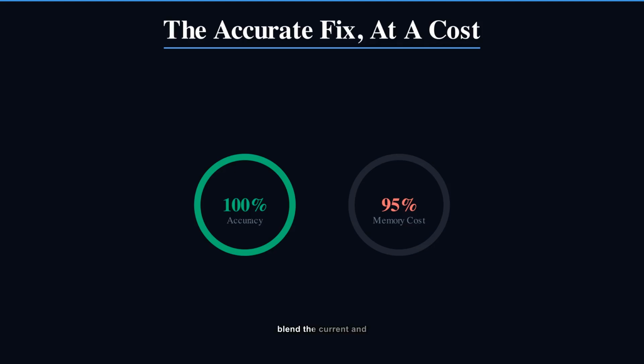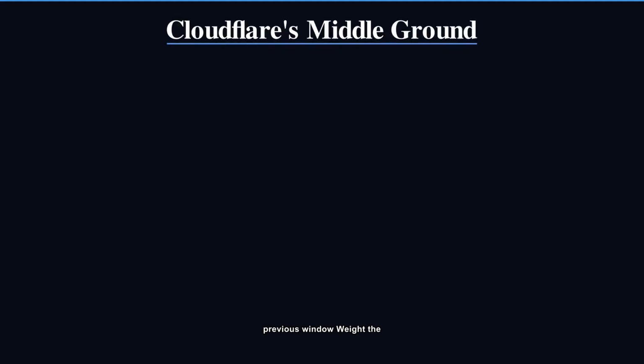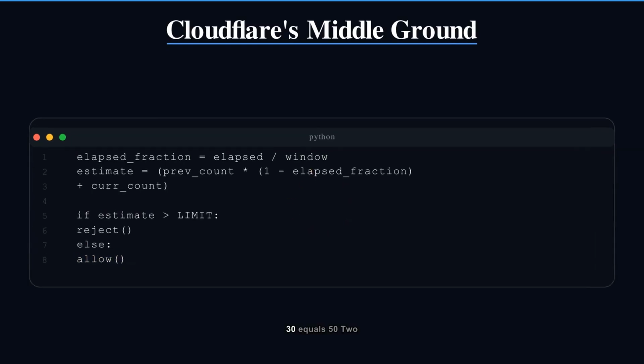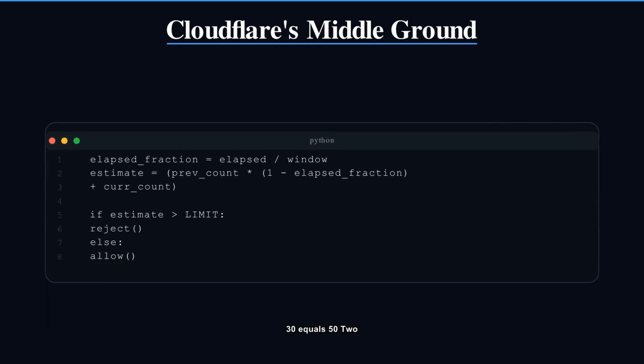Cloudflare's answer, blend the current and previous window. Weight the previous count by how much still overlaps. Window is 60 seconds, 45 have passed. Previous had 80 requests, current has 30. Estimate 80 times 15 over 60 plus 30 equals 50. 2 Redis reads, constant memory, good enough.